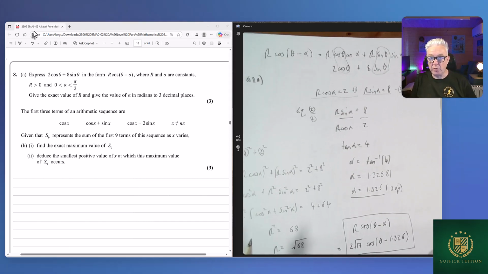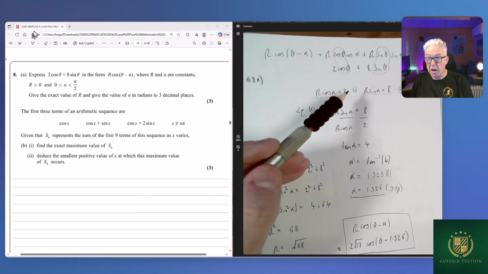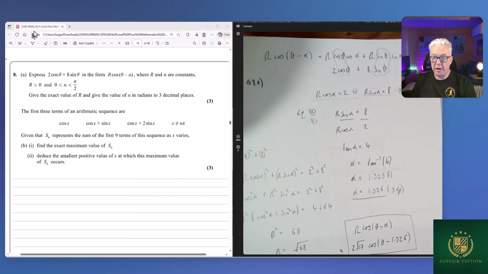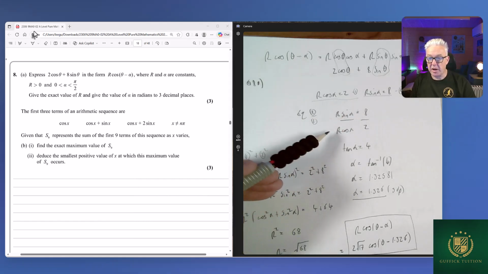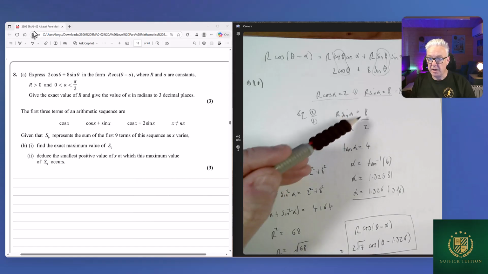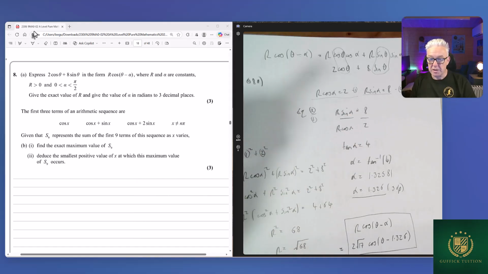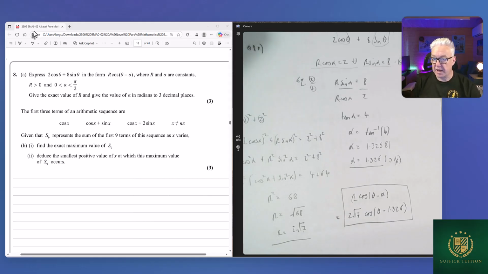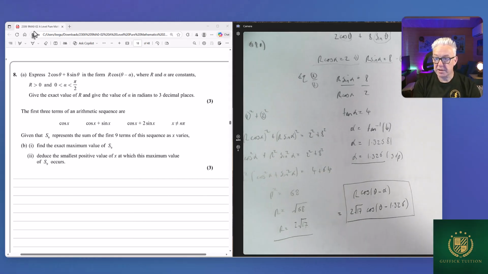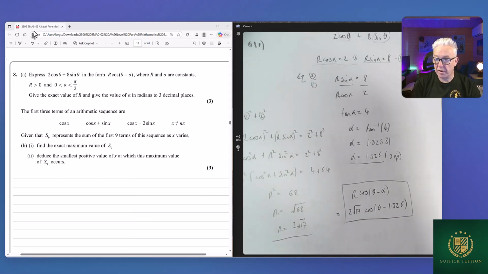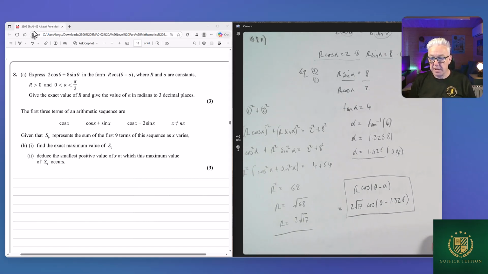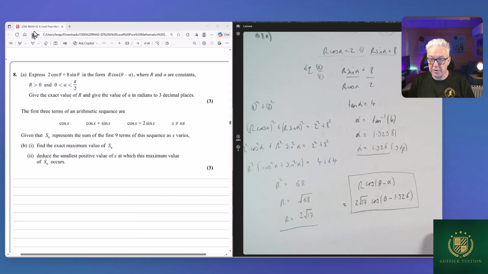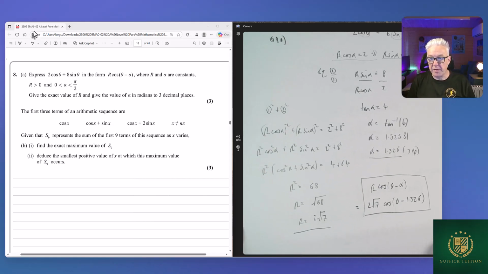Okay, now, having formed those two equations, I've called them 1 and 2, so I divide equation 2 by equation 1. So r sine alpha equals 8 divided by r cos alpha equals 2. The r's cancel, sine over cos gives me tan, 8 over 2 gives me 4. So therefore alpha is inverse tan of 4, and inverse tan of 4 is 1.32581. The question asks for it to 3 decimal places, so that is going to be 1.326 to 3 decimal places. Okay, that's the first thing, we found alpha.